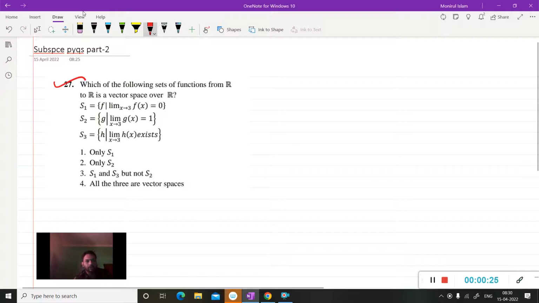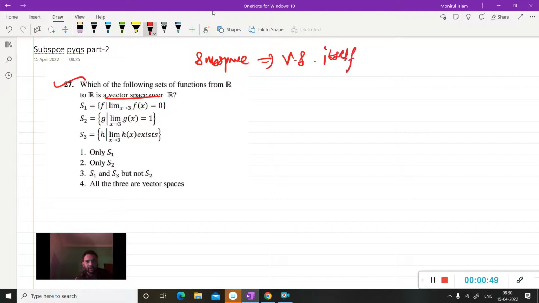The question: which of the following sets of functions from R to R is a vector space? It is asking what is a vector space. So we are going to prove it with subspace, because we all know every subspace is a vector space itself. Using this idea we can solve this question. To check each vector space directly would be difficult, but to show whether it is a subspace or not is easy. So using subspace we are going to solve this question.